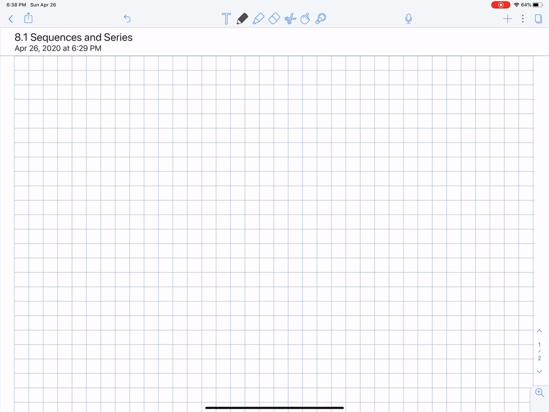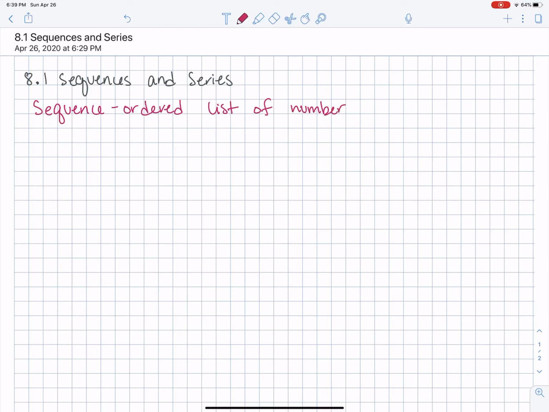So here we go with Chapter 8, specifically 8.1, Sequences and Series. If you read this, you obviously know that we have a whole bunch of terms that we need to go ahead and define. The first one is a sequence. A sequence is an ordered list of numbers. So 1, 5, 7, and so on and so on, an ordered list of numbers.